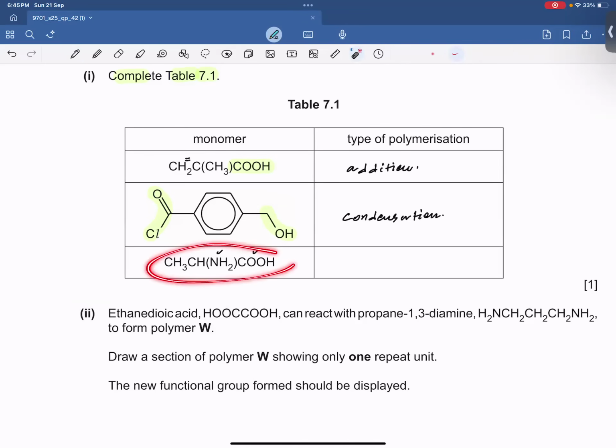You know, this is an amino acid. Amino acid always undergoes a condensation reaction to give a protein chain, because amino acids are the building blocks of proteins, right?